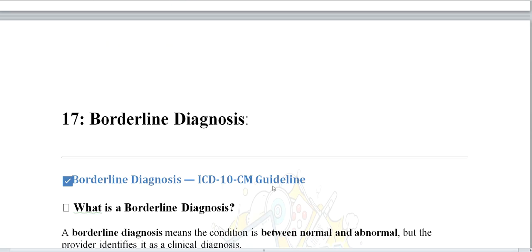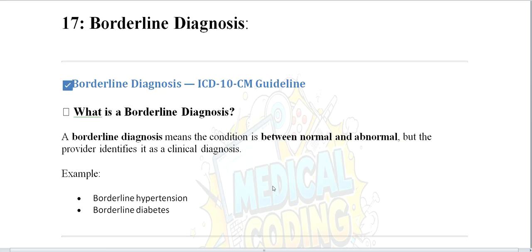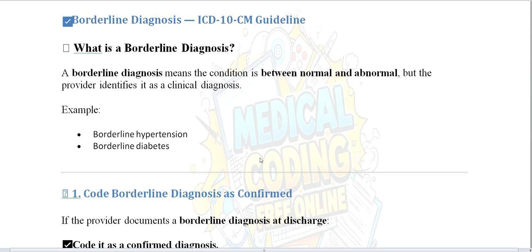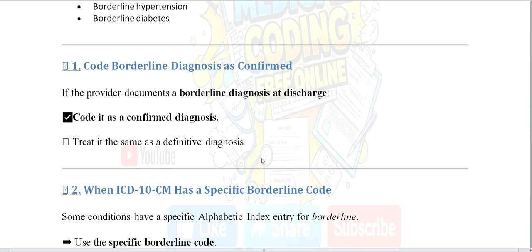Borderline diagnosis. Borderline diagnosis for ICD-10 guidelines. What is a borderline diagnosis? A borderline diagnosis means the condition is between normal and abnormal, but the provider identifies it as a clinical diagnosis. Example: borderline hypertension, borderline diabetes. Code the borderline diagnosis as confirmed.